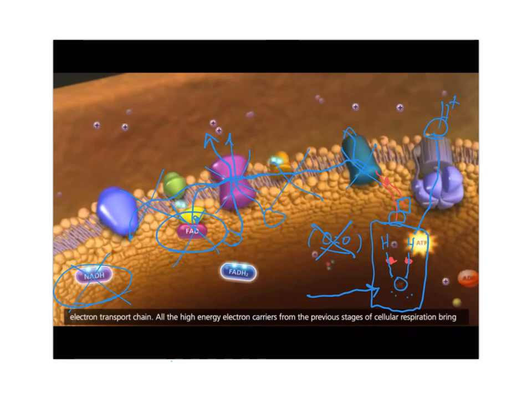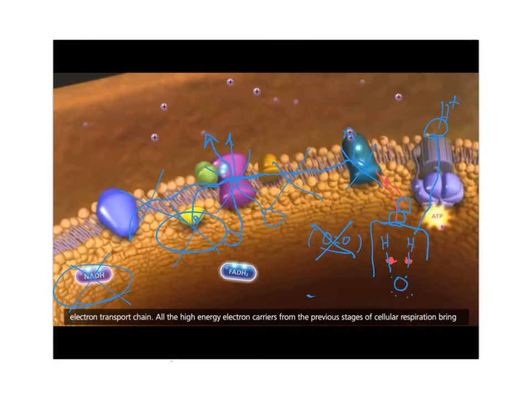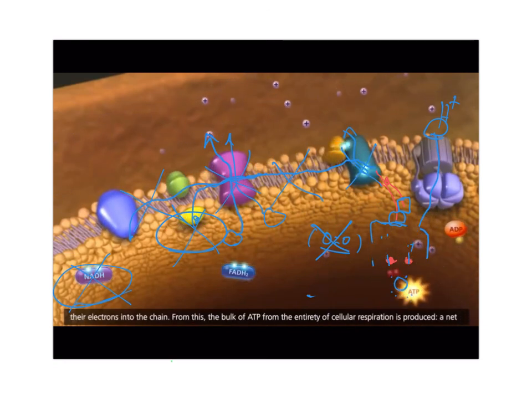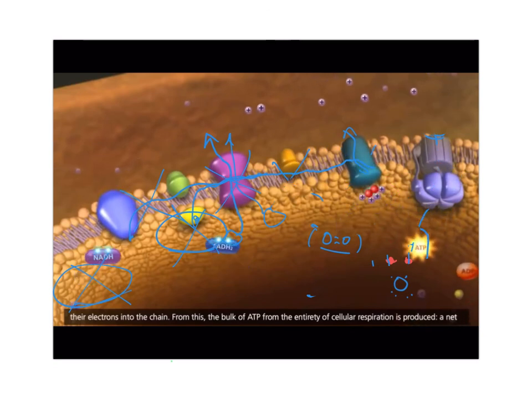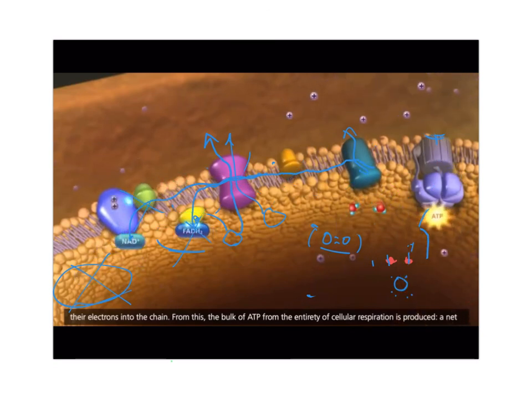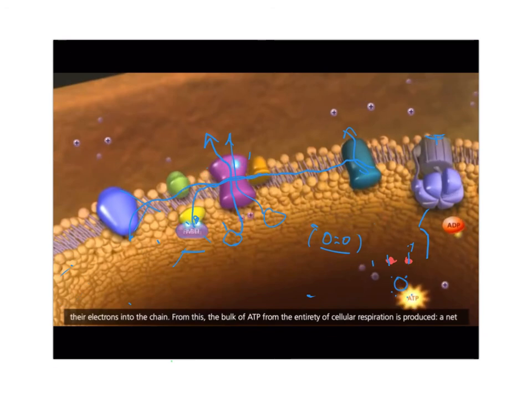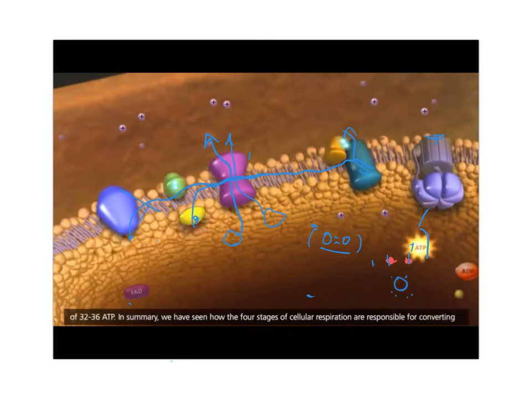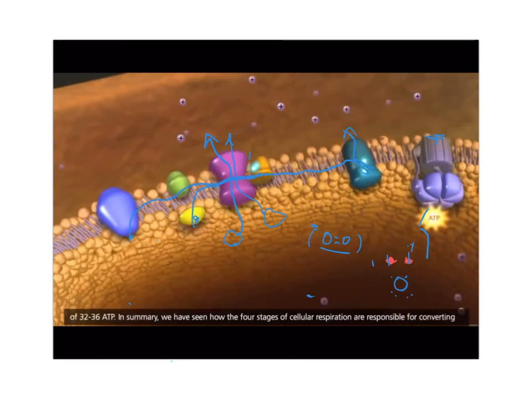Electron carriers from the previous stages of cellular respiration bring their electrons into the chain. From this, the bulk of ATP from the entirety of cellular respiration is produced, a net of 32 to 36 ATP.